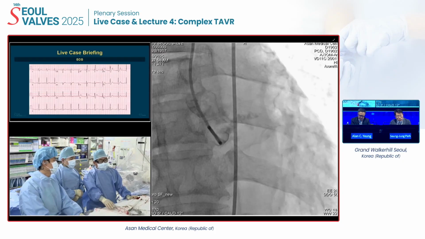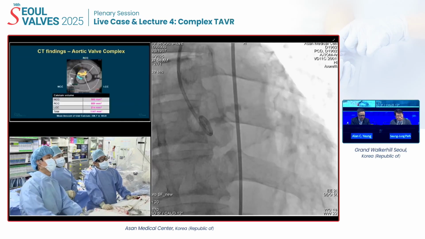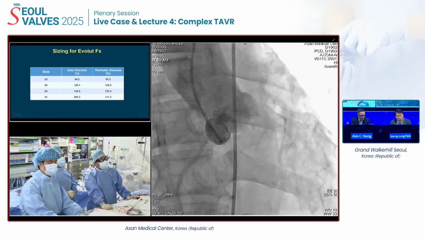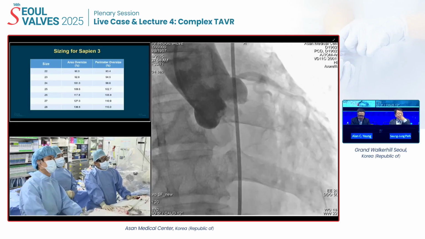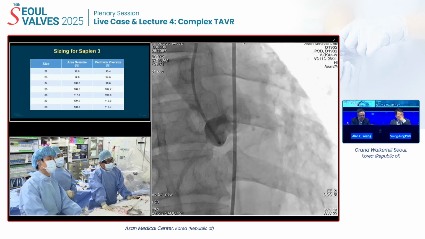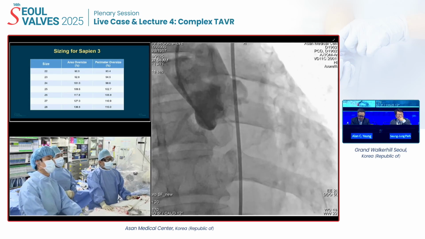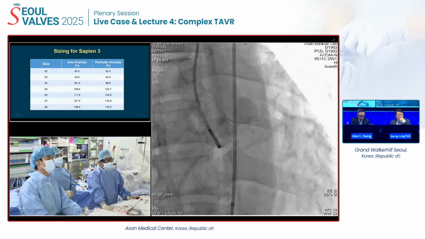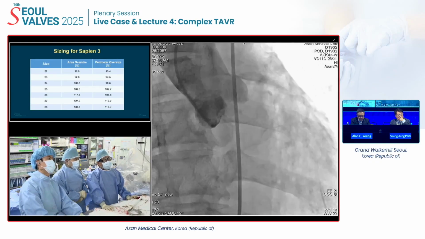The third important issue is the sizing. Regarding the SAPIEN 3 sizing algorithm, the 26 is 17% area oversizing, and the 23 is 7% undersizing. So actually it is between. Next.